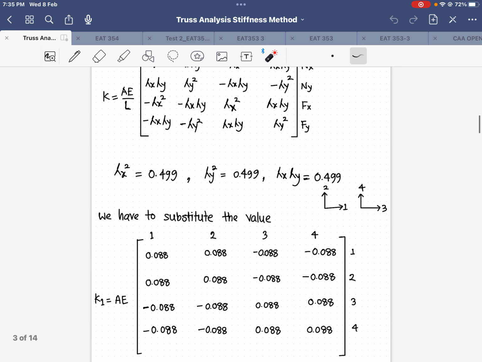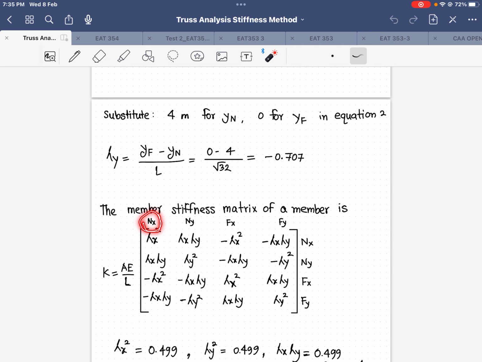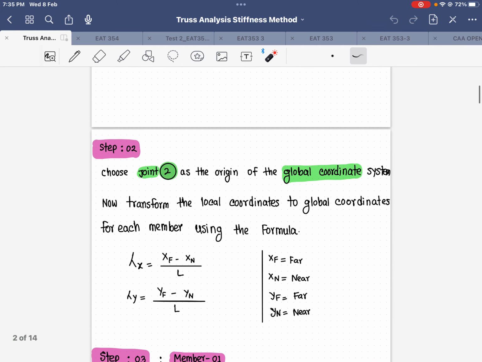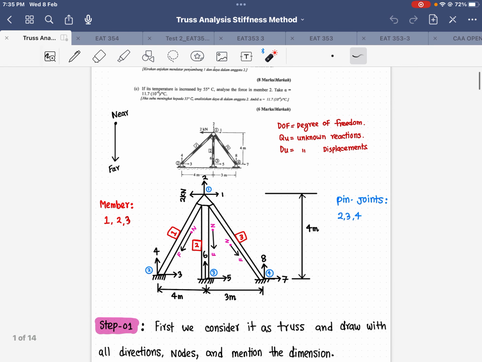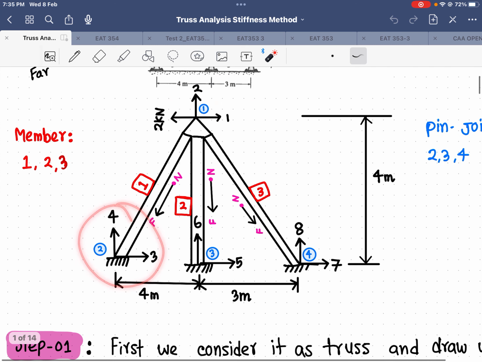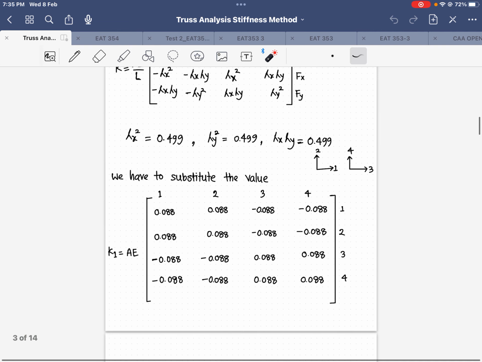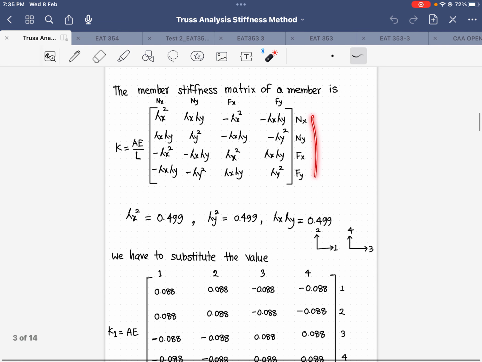Why I'm writing it this way, 1, 2, 3, and 4, is because I already mentioned we have to find the near x, near y. So this is for our member one. This point is the near one, so in the near one we have x is 1, y is 2. For the far one we have x is 3, y is 4. That's why I write here 1, 2, 3, and 4. The same way I will follow here also: nx, ny, fx, and fy.